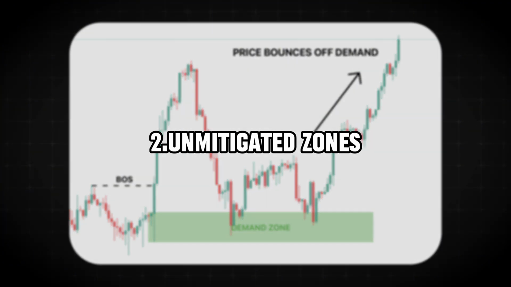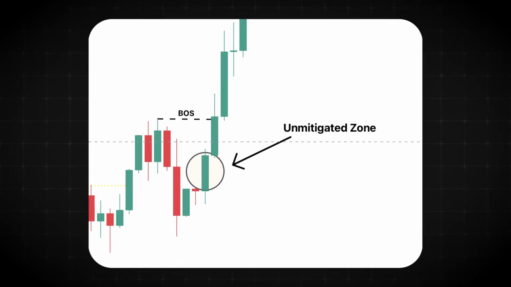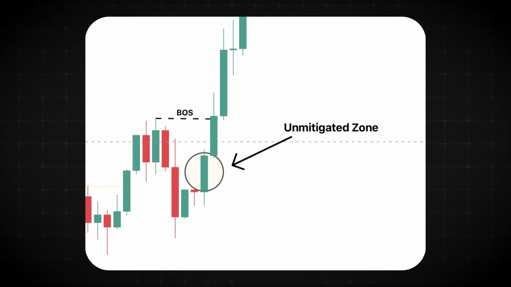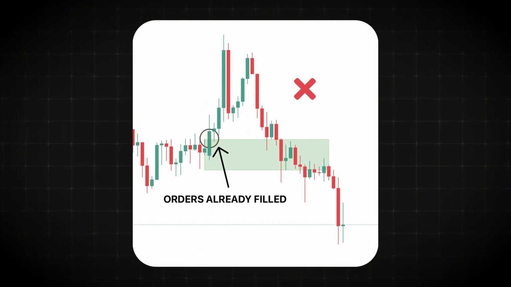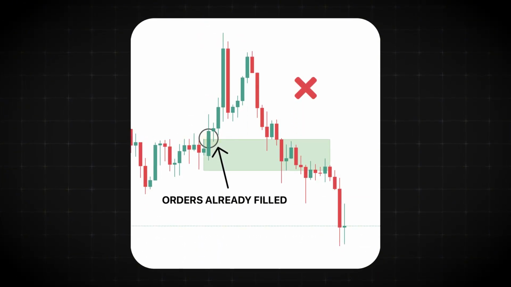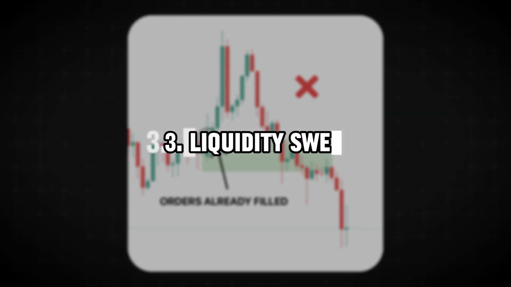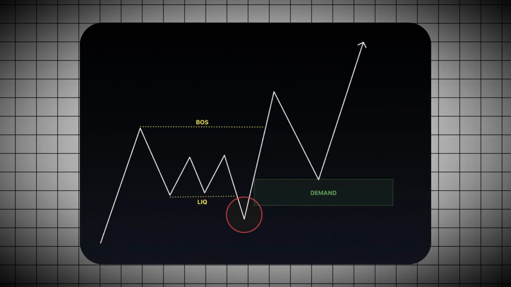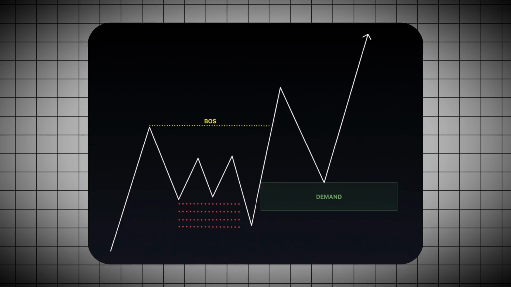Next is unmitigated zones. Zones that have not been touched, or in other words, have a fair value gap or an imbalance, are more likely to be stronger. But in this example, the demand zone was mitigated, and because it was already touched, it was a low probability zone and price went straight past it. Thirdly, a liquidity sweep makes the zone higher probability, especially as institutions need to fill in their larger orders. And once liquidity has been swept, they're able to enter. And below lows, there is usually a cluster of retail traders' stop losses.